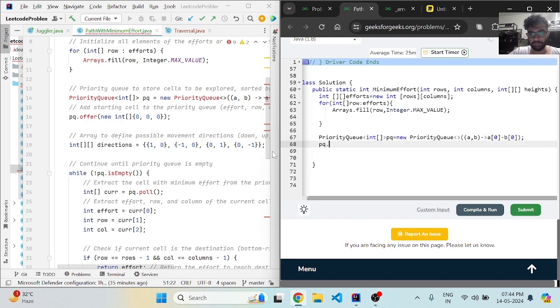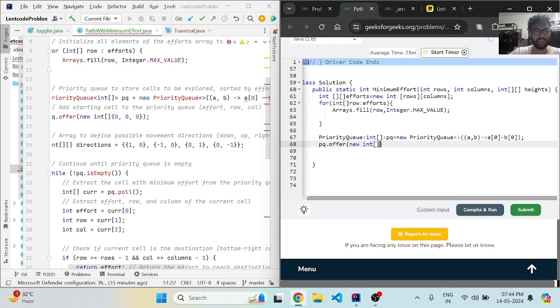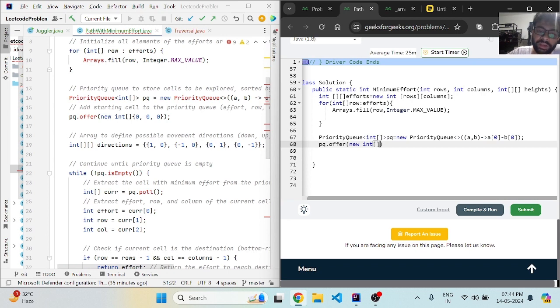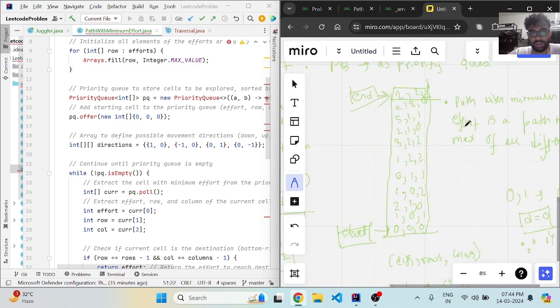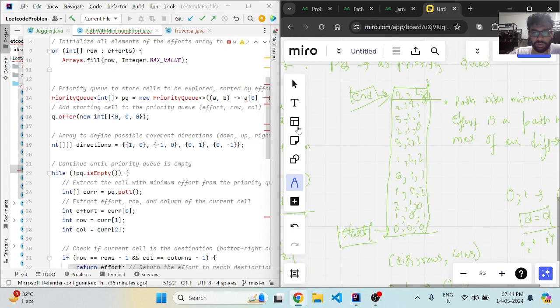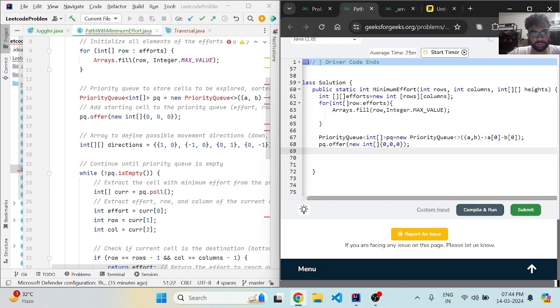Now pq is the object of the priority queue. So pq.offer(new int...). What is this doing? It is adding the starting cell to the priority queue: effort, row and column. I've already told you what effort is. Effort is nothing but the difference. You can see over here three parameters are passed: effort, row and column, and in the stack I also passed three parameters: difference, row and column. So difference is nothing but the effort. Don't get confused whenever I'm taking something out of the box, or wonder why I'm taking this and why it could be something else as well. So this is the pq.offer.